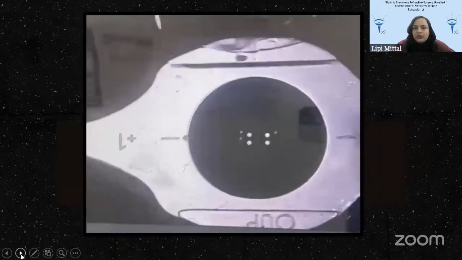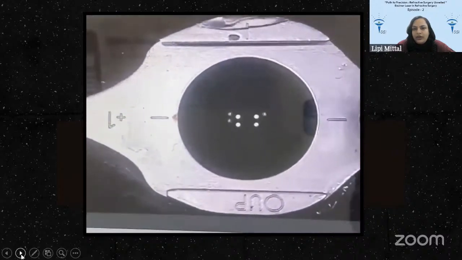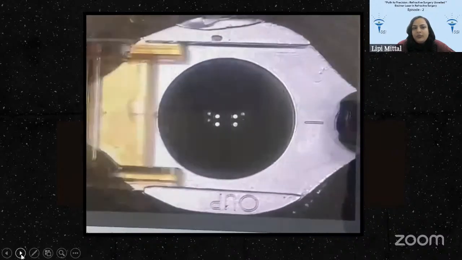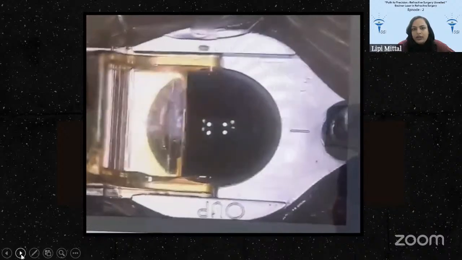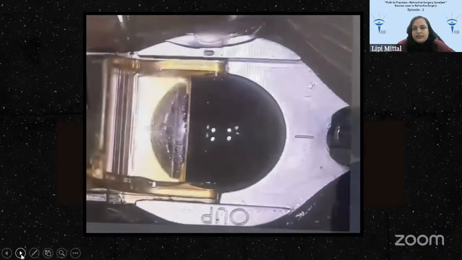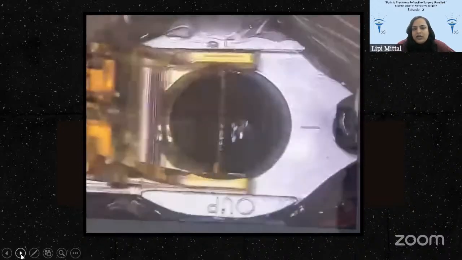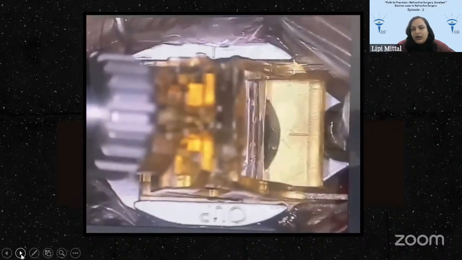So this is how the suction ring is applied onto the cornea, and we should check the microkeratome blade before putting it onto the cornea. Now, once the vacuum is stable, the microkeratome blade is proceeded forward and then backward.